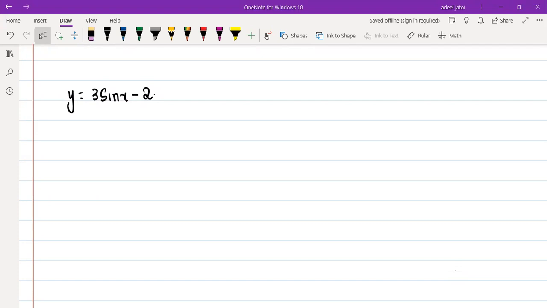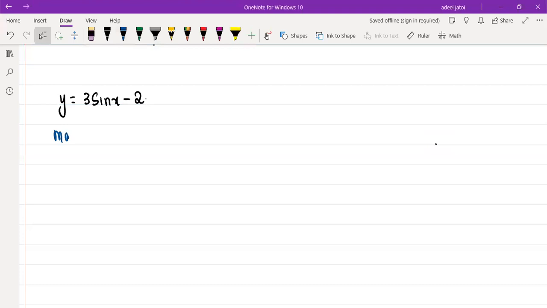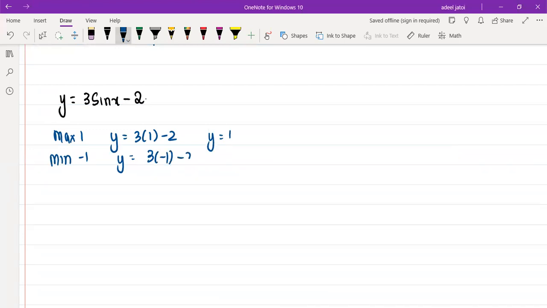Three sine x minus 2. That means b is 1. The cycle till 360 will remain 1 only. Okay. So y is equal to sine x minus 2. Your maximum value is 1. So y is equal to 3, 1 minus 2. Y will be what? 1. Your minimum value is minus 1. Y is equal to 3 minus 1 minus 2. So your minimum value goes till what? Minus 5. Your x-axis is always what? 0. So y is equal to 3, 0 minus 2. Your x-axis will be minus 2.